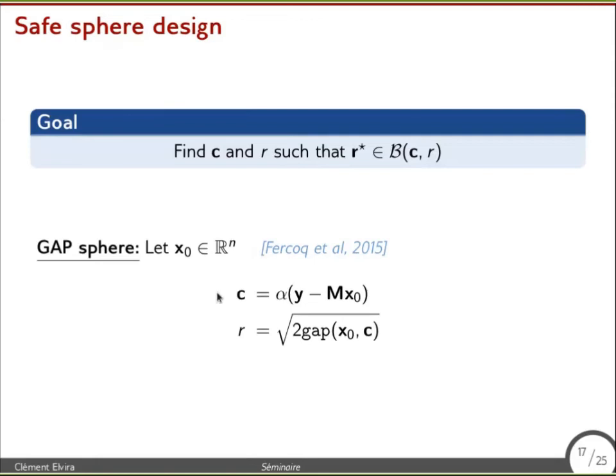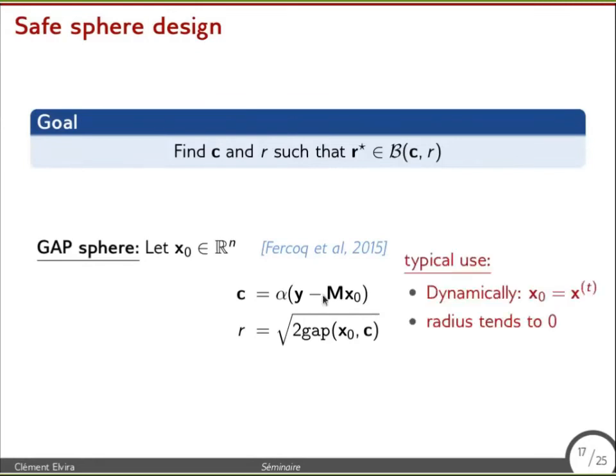So the idea is to take a feasible point for the slope problem, to create a residual, and then to scale it to make it feasible, and then to use as radius the duality gap evaluated at my primal point and the center of my sphere. So this sphere is known to be safe. It is not, again, a heuristic. And the idea is to use it dynamically.